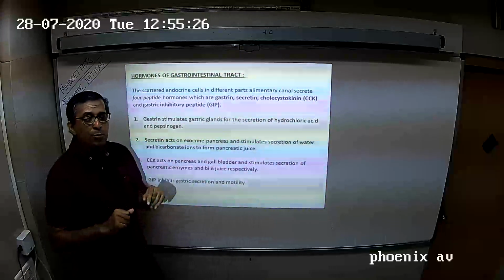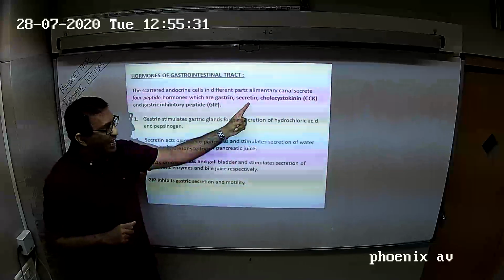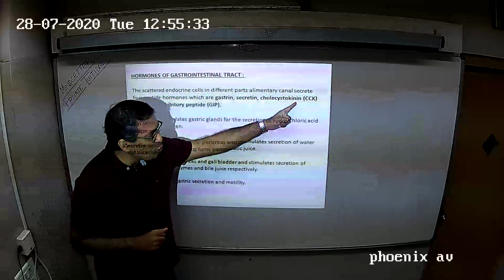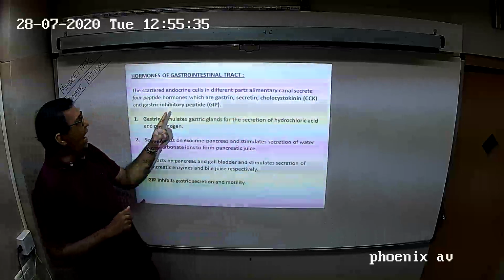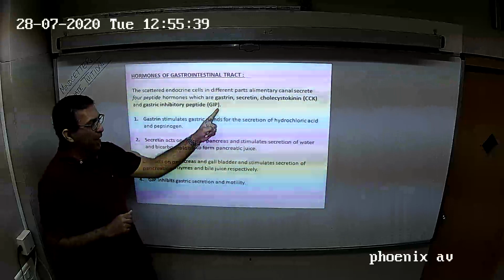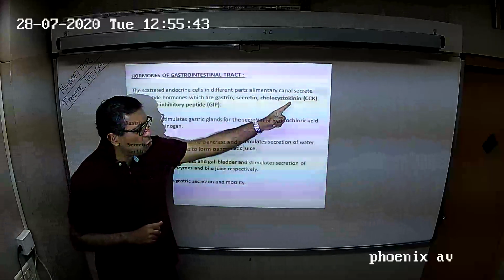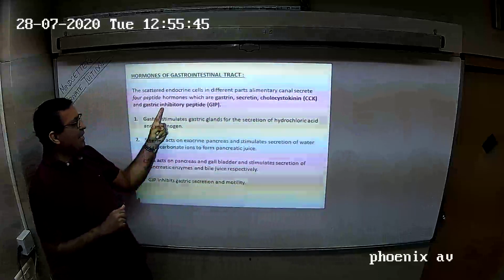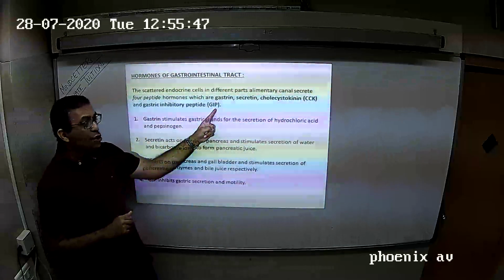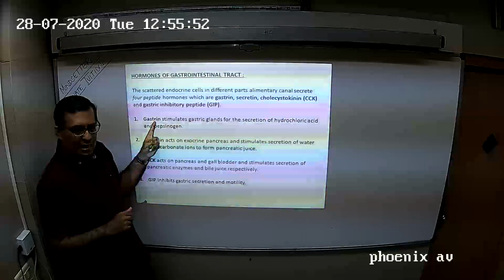First memorize the names. You have gastrin, secretin, cholecystokinin and gastric inhibitory peptide (GIP). Gastrin, secretin, cholecystokinin and gastric inhibitory peptide (GIP). First of all, you have gastrin.